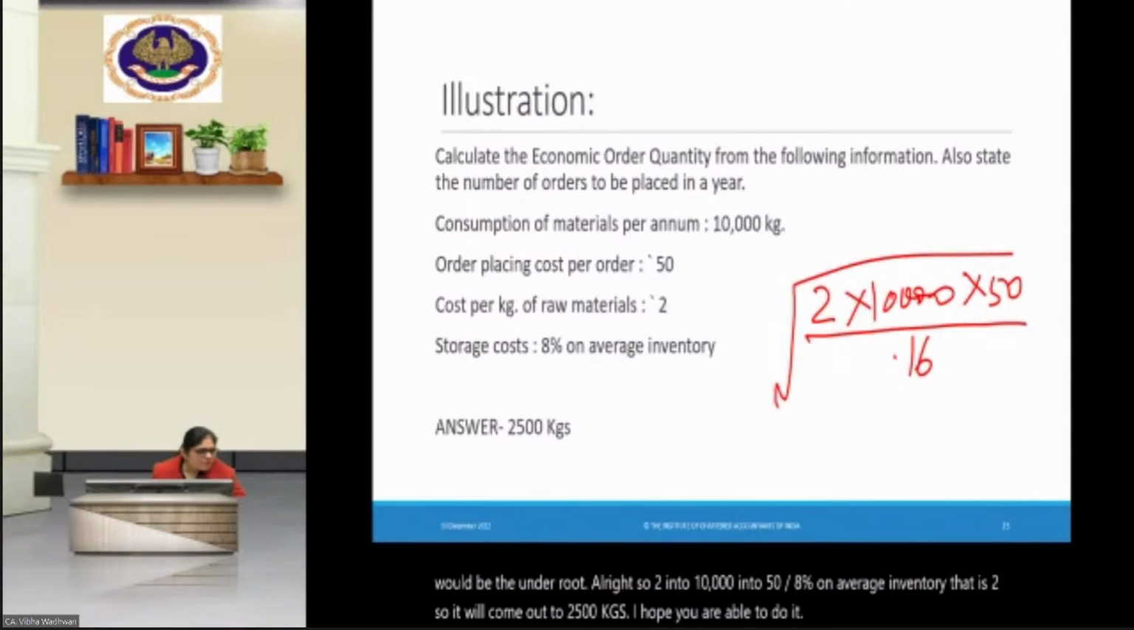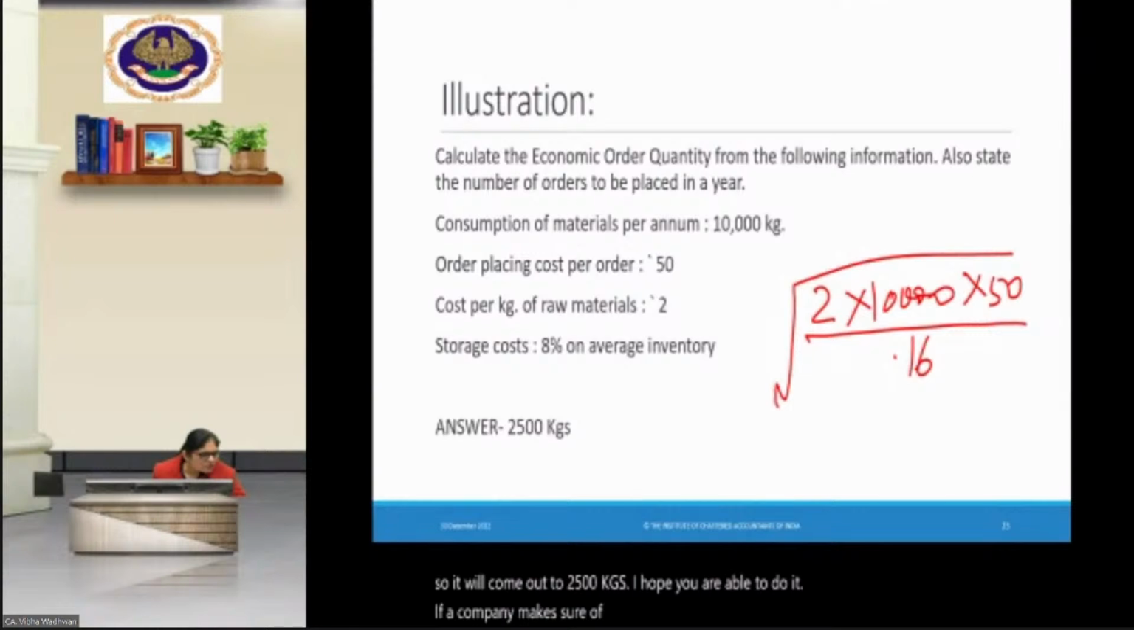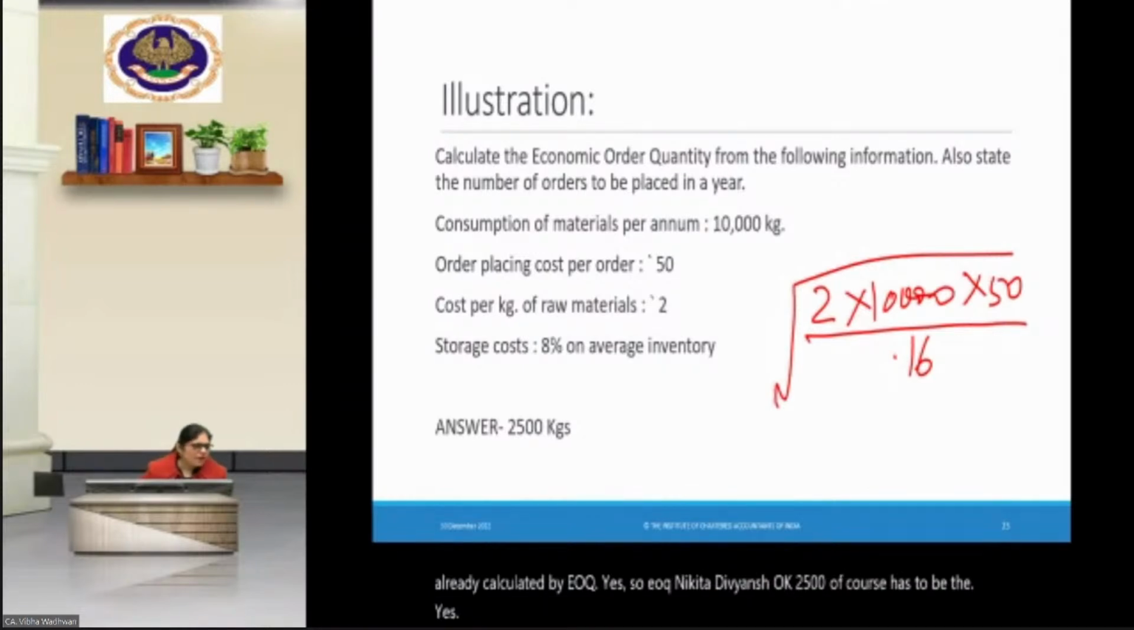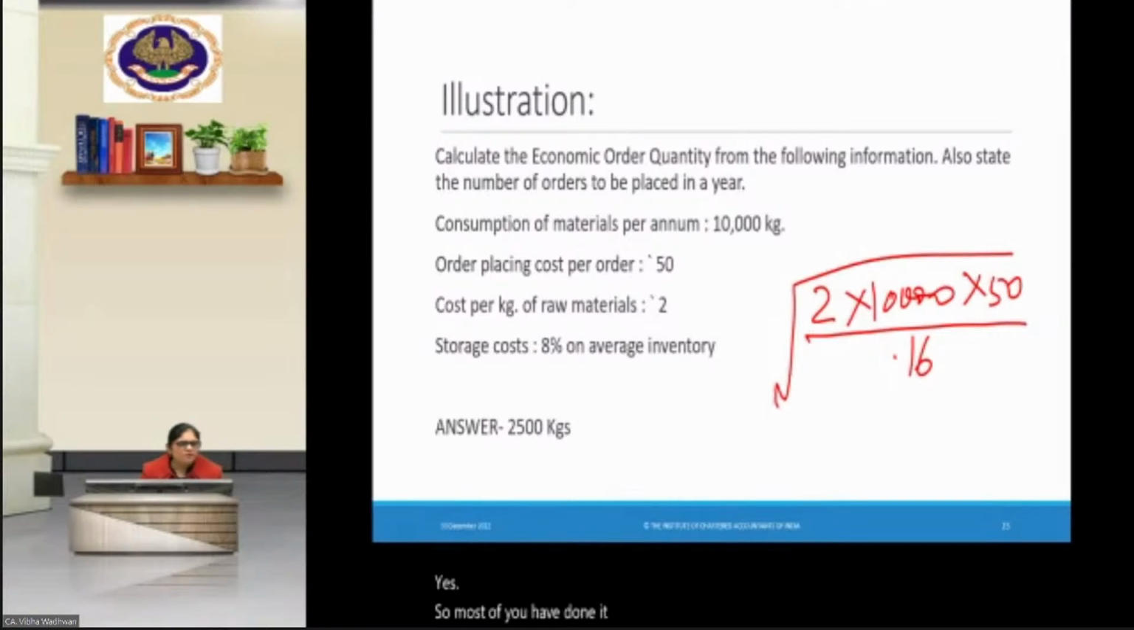Yes. So EOQ, Nikita, Divyansh, okay. 2,500, of course, yes. So most of you have done it. 2,500, are you doing it? So this is the way we calculate EOQ.